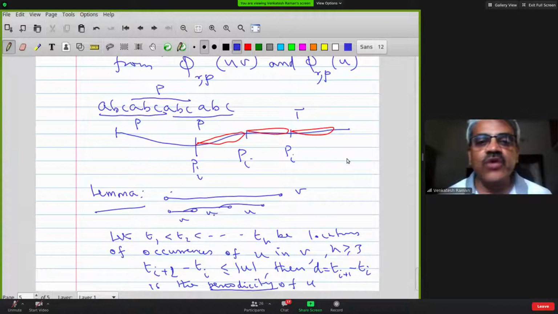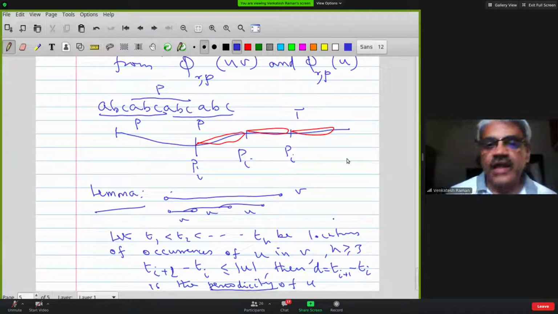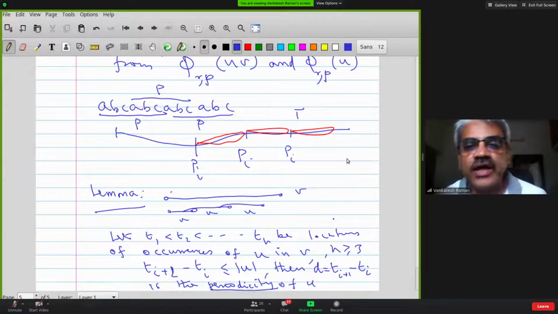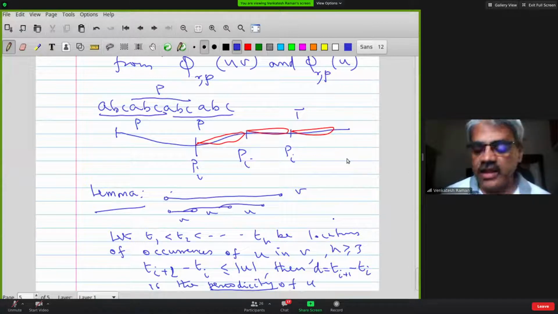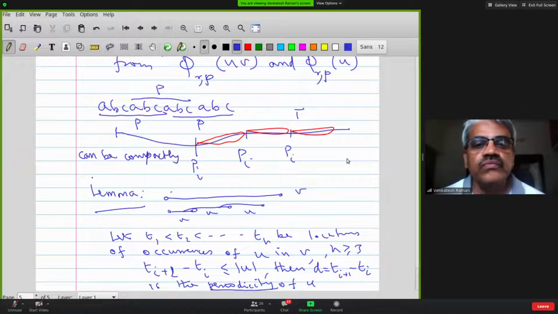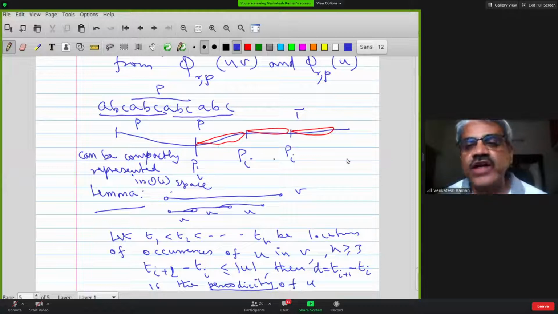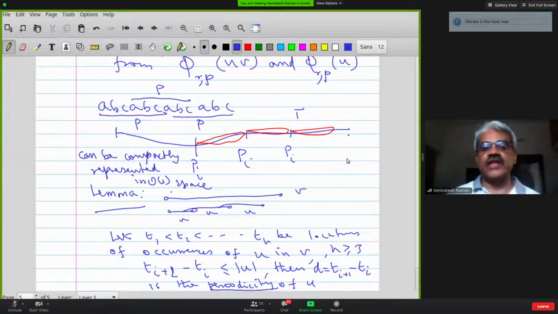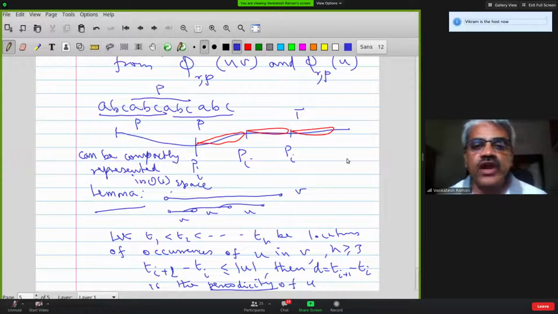But essentially, what this says is that if the number of occurrences of my pi is greater than or equal to 3 in my text, it can be compactly represented in constant space. Basically represent the first occurrence, the difference, and the last occurrence. That's it. And you can figure out all of it because of this lemma.